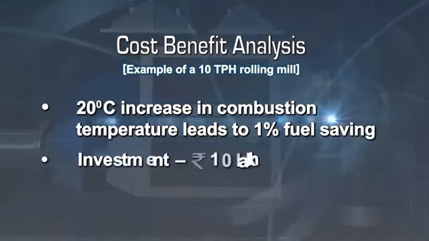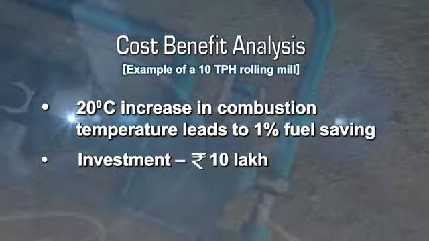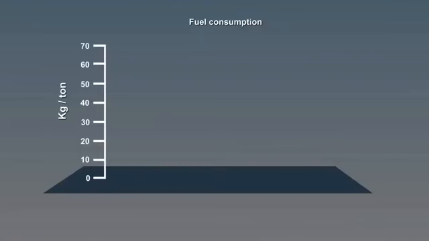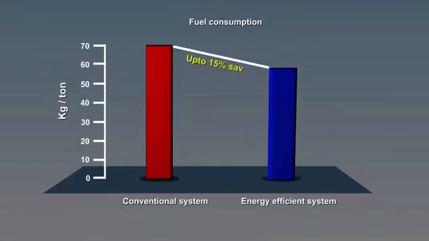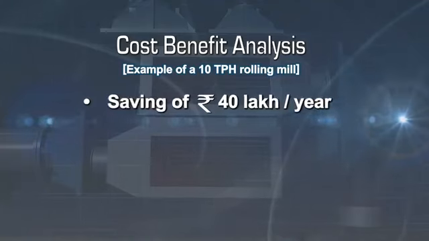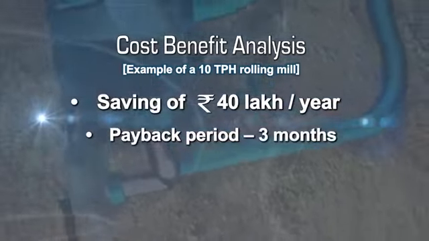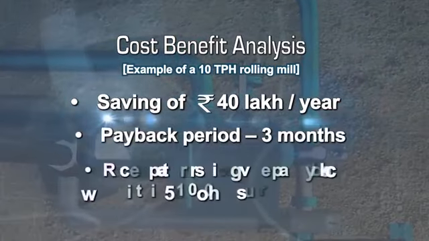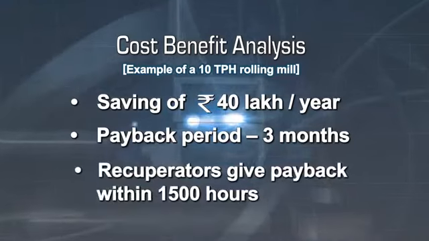Investment in a recuperator varies with its effectiveness. A high-efficient recuperator for a 10 TPH furnace would cost around 10 lakhs. This will lead to a saving in specific fuel consumption by 15%. Annually, a 10 TPH plant will save around 40 lakh rupees. Thus, the investment can be recovered in less than 3 months. Typically, recuperators give payback within 1500 hours of operation.